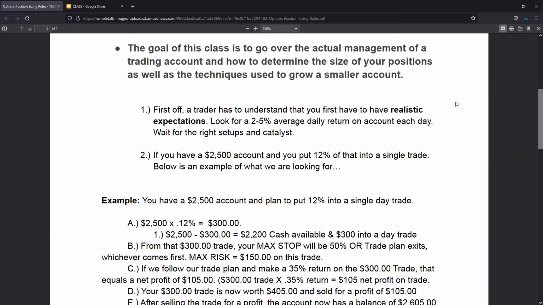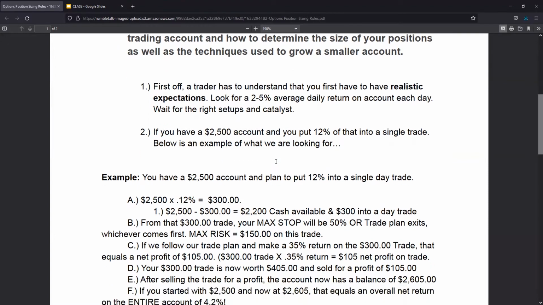I shared with you guys that depending on the account size, you're going to be looking anywhere from 7 to 15% of your account into a trade. Okay, because if you have a smaller account, obviously those options are a little bit more expensive. So to grab one contract, that might go up to 10, 15%. Okay, so let's go over this now.